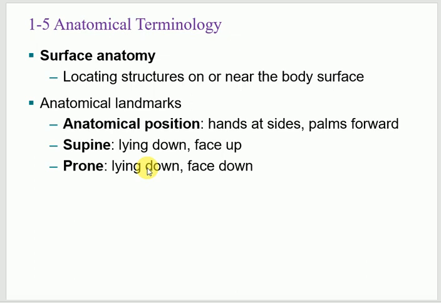And the importance is when we say right or left or front or back or anything, we relate to this one. The others are other positions, but anatomical position is usually when you describe something, you're assuming anatomical position. Supine is if you're laying on your back, face up. Prone is the opposite. You're laying down, face down. You're laying on your stomach. So these are the positions.